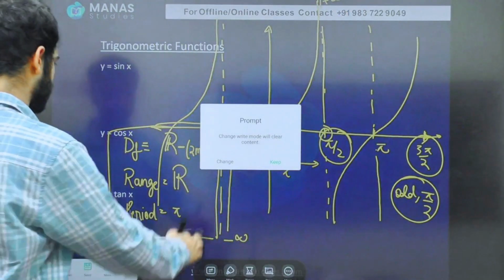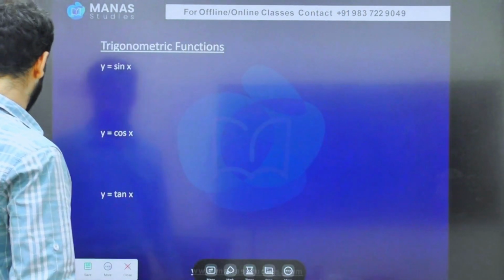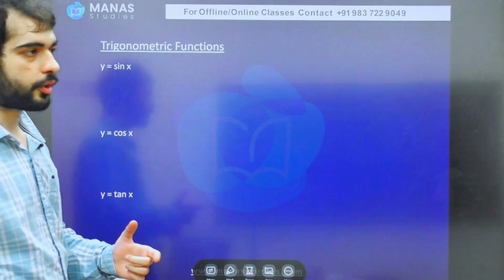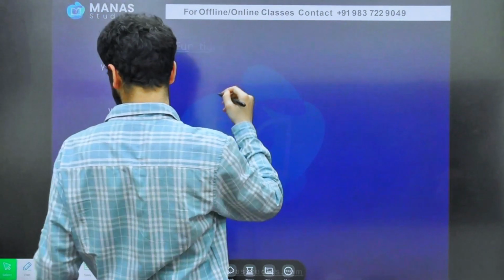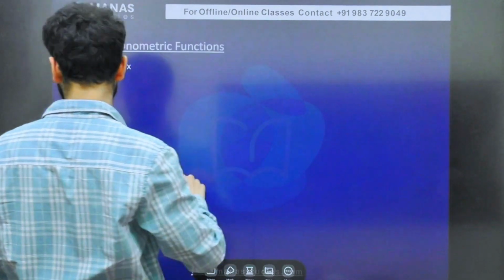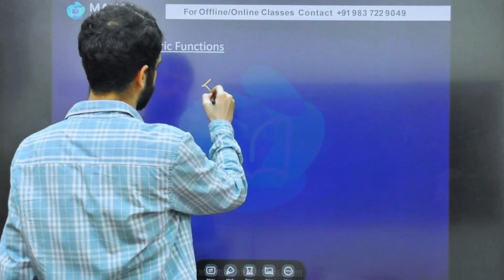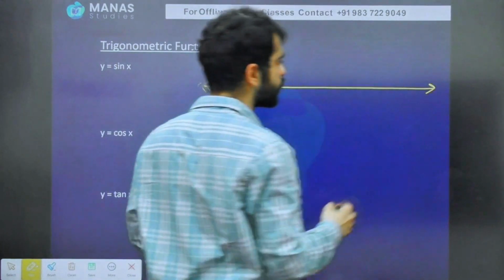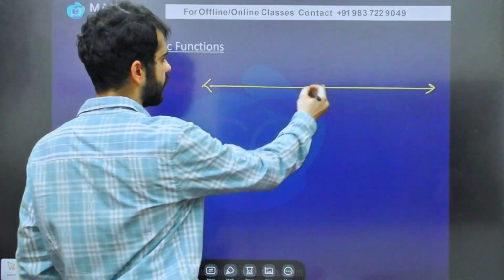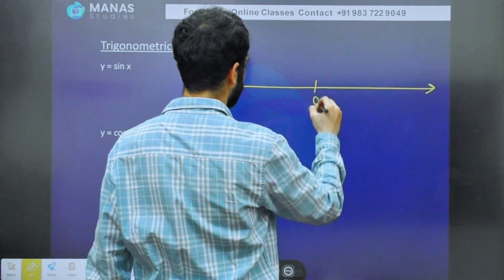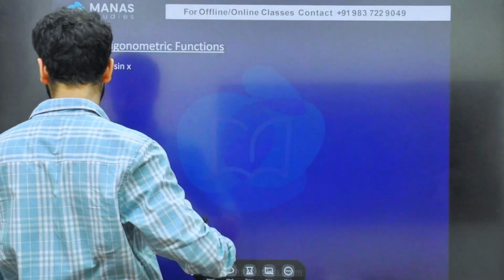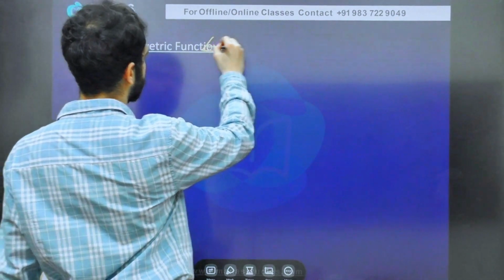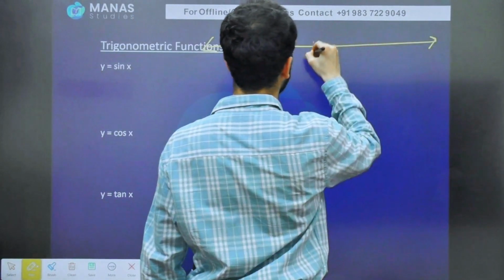Let's move forward. But before that, I would like to clarify why tan 90 was undefined. Let's take another example. This is a number line, that is a visual representation of all the numbers. Let's say there is a number 0. I should move this upwards in order to get some space for calculations. So now this is going to be the number line, the visual representation.